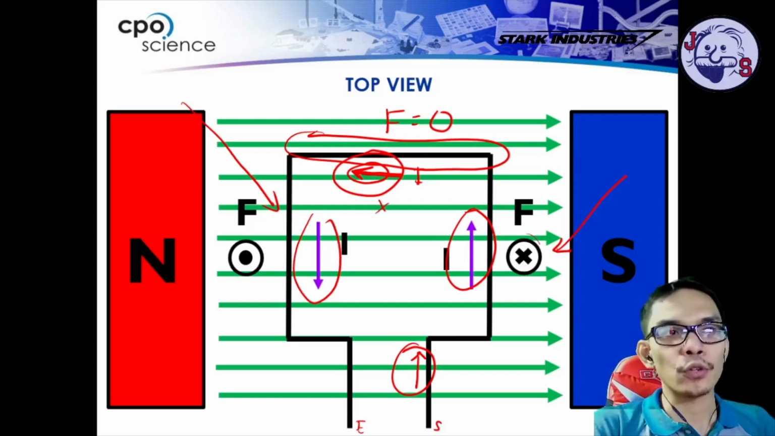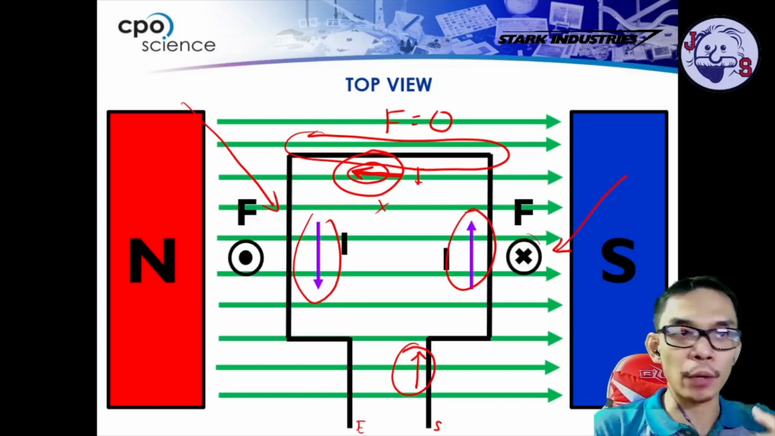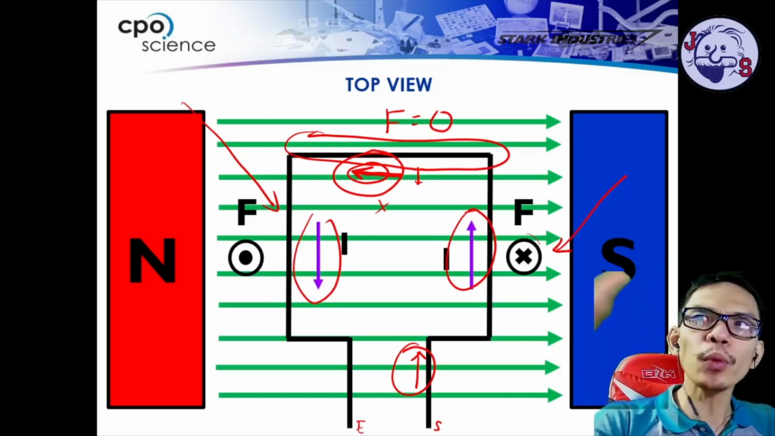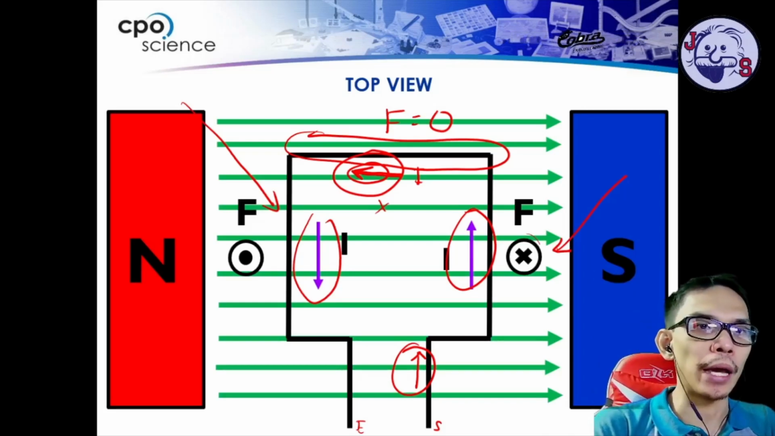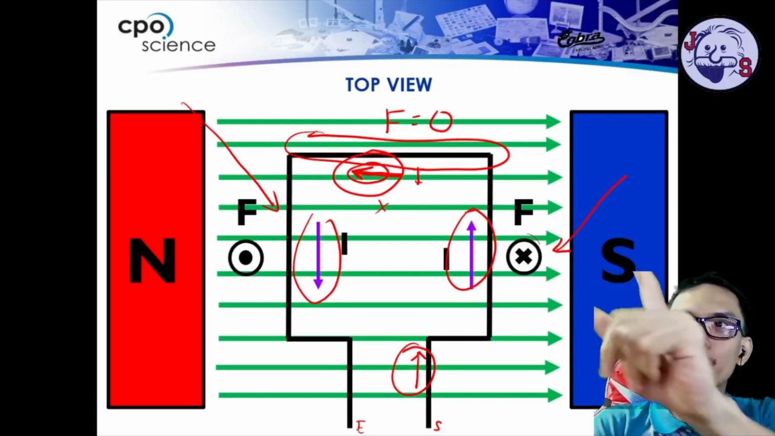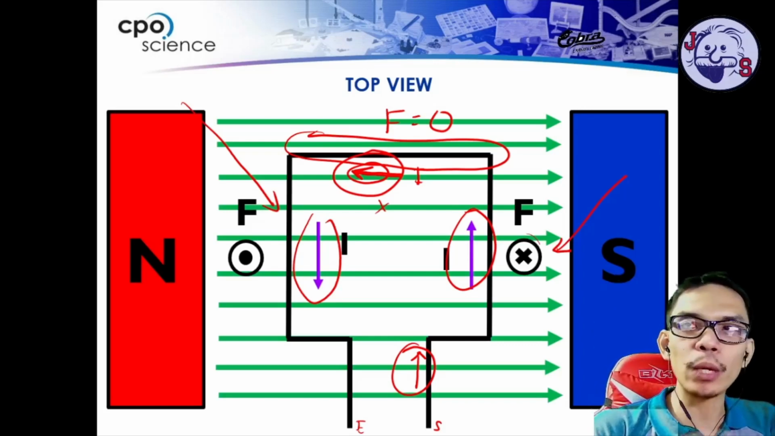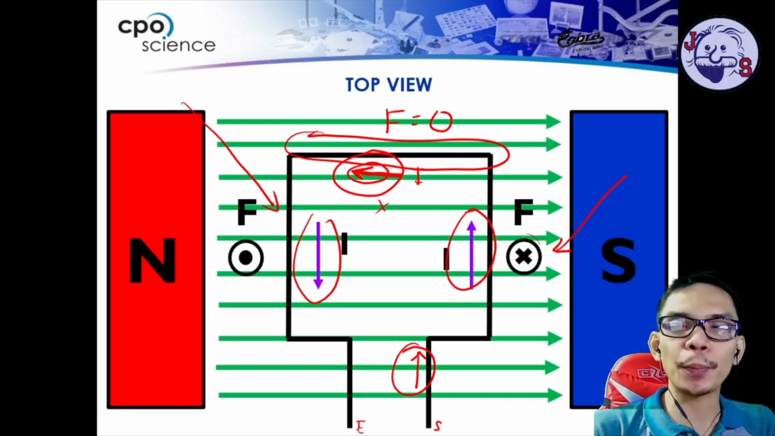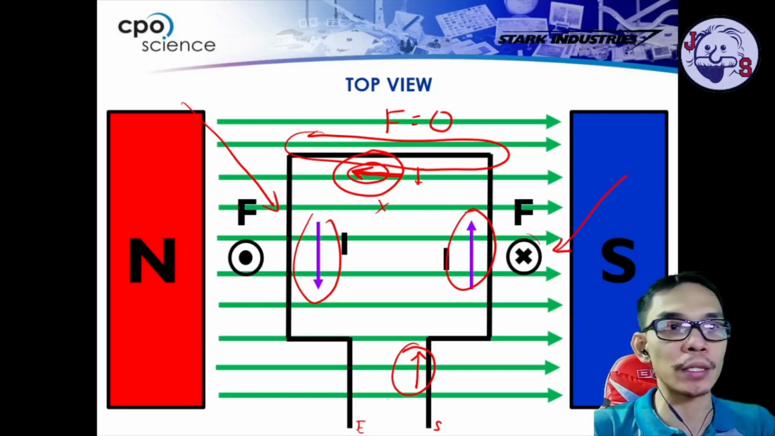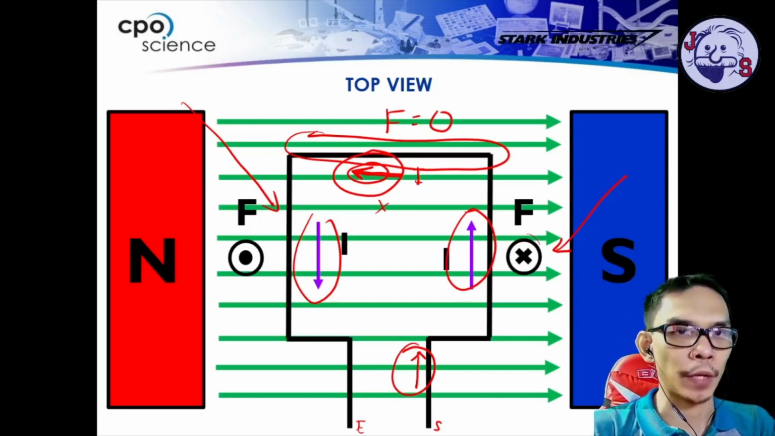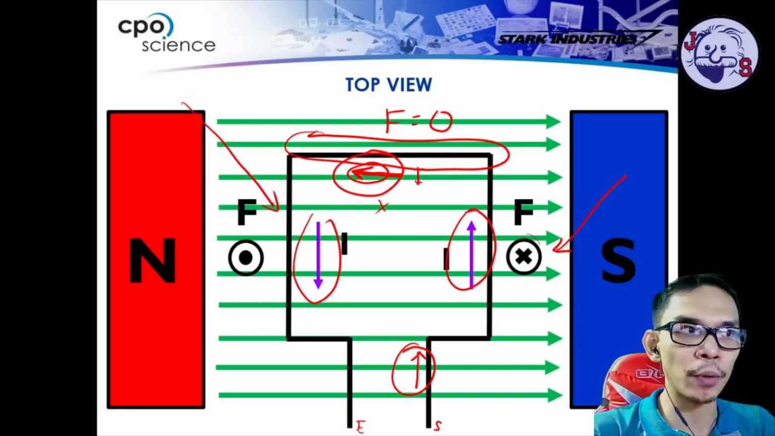Now, you can pause this video if you want to after the question. What will happen to the loop if you have two forces in two opposite directions? What will happen? You can pause this video if you want to.